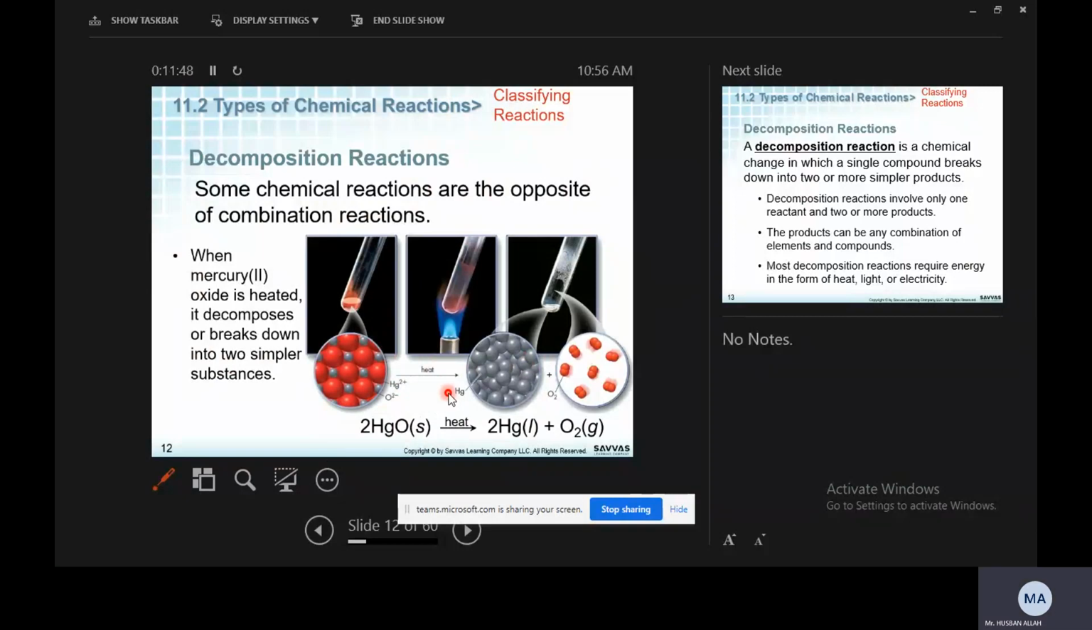When you heat mercury(II) oxide, it will give you two products. One will be oxygen and the other will be mercury, right? So again, you can see this is the chemical formula of mercury oxide. And now when you give heat, it will give you mercury and it will give you oxygen.